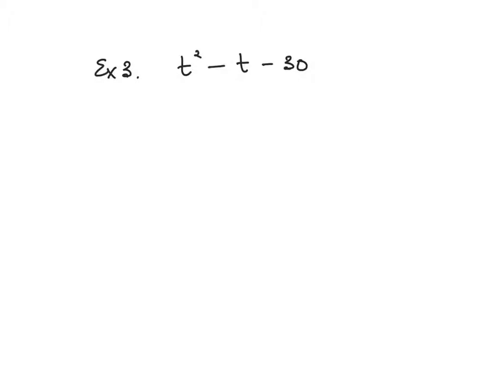Third example, t squared minus t minus 30. We should look to this sign first of all. That's the negative. It means that the signs are different. If the signs are different, we should put them in last. So brackets.